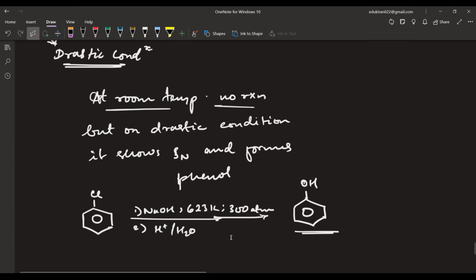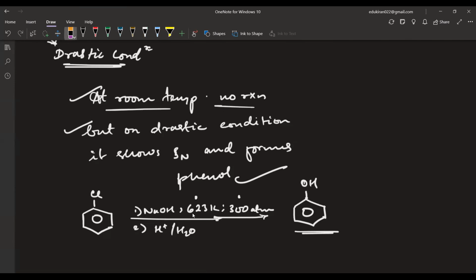So for exam, suppose they didn't mention the temperature and pressure. So you write both the things. You will write this point also: at room temperature, there will be no reaction. Then you will write, but on drastic condition, it shows SN and forms phenol. Okay. At least for this, you have to remember the temperature. Or if you don't remember the temperature, then you will write here high temperature and high pressure. You will put in whatever information you have, if you don't remember the exact temperature and pressure.